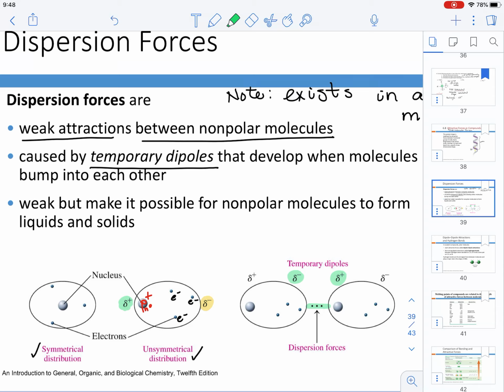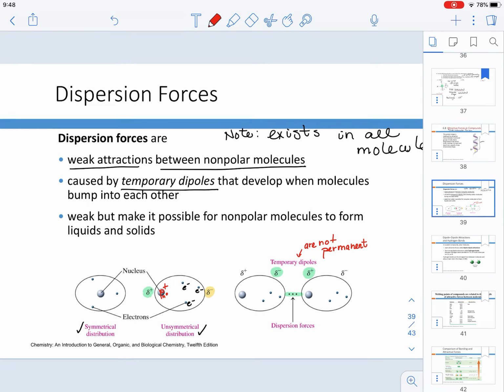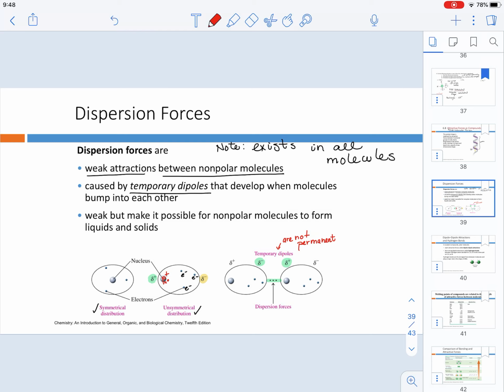Remember that these are temporary. These are not permanent. The minute those electrons start circling again, this dispersion force is going to go away. So understand that this goes in and out, in and out, in and out. They're temporary.